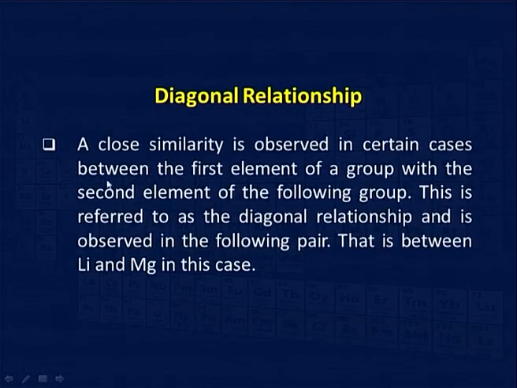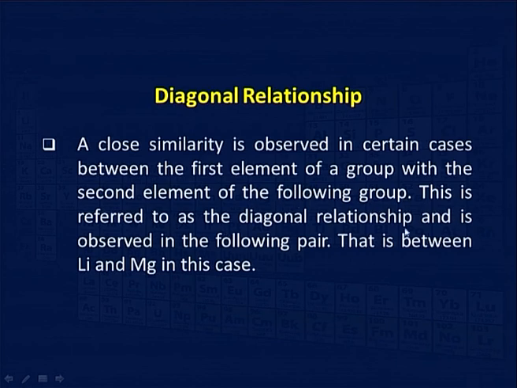We will just take a few of them to justify this. We have already said this: a close similarity is observed in certain cases between the first element of a group and the second element of the following group, or the subsequent group.